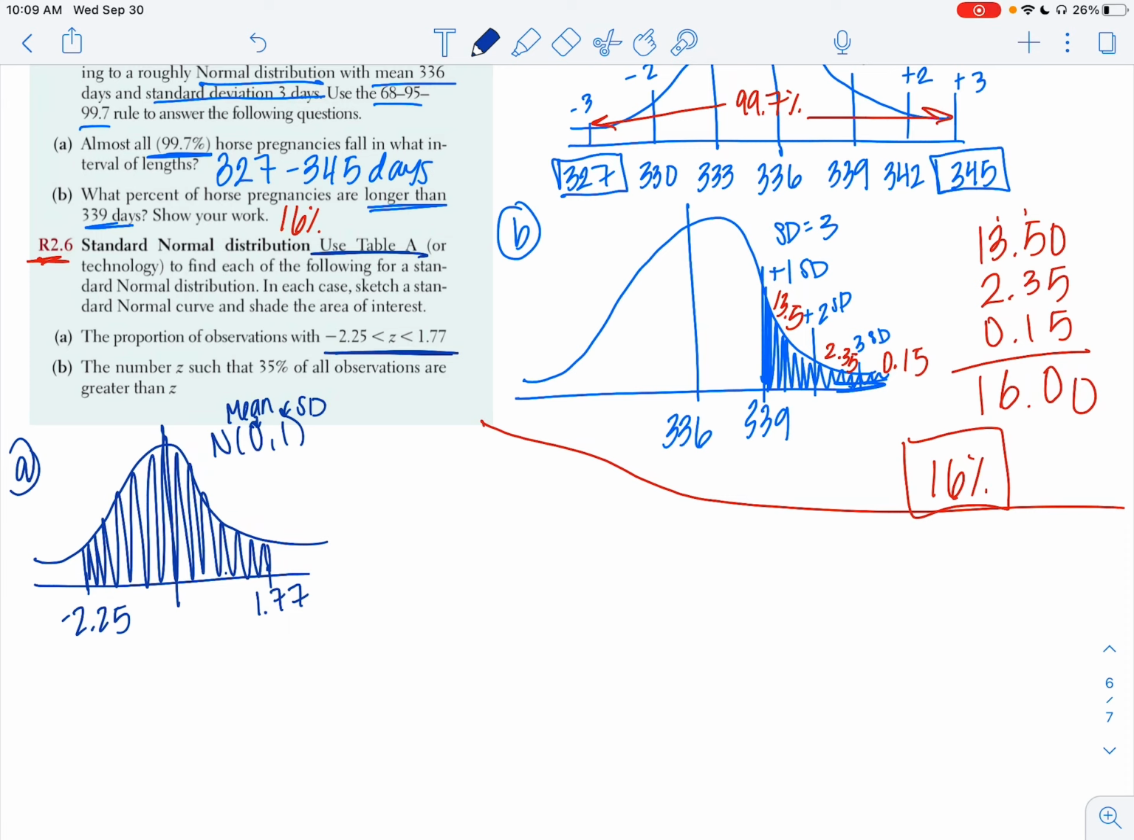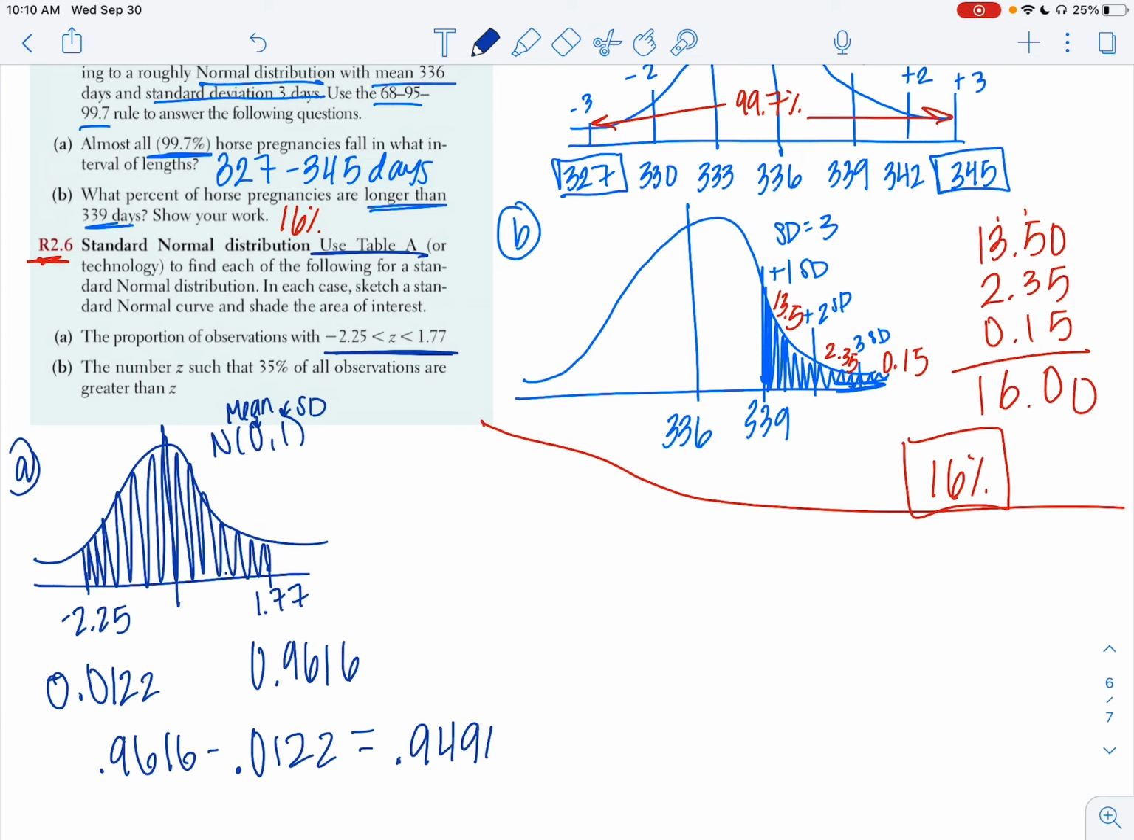When you look in table A for these values, you're going to get 2 values. For 1.77, you're going to get 0.9616, and for -2.25, you're going to get 0.0122. You want to subtract those to get the area in between, and that is about 94.94% of the data.